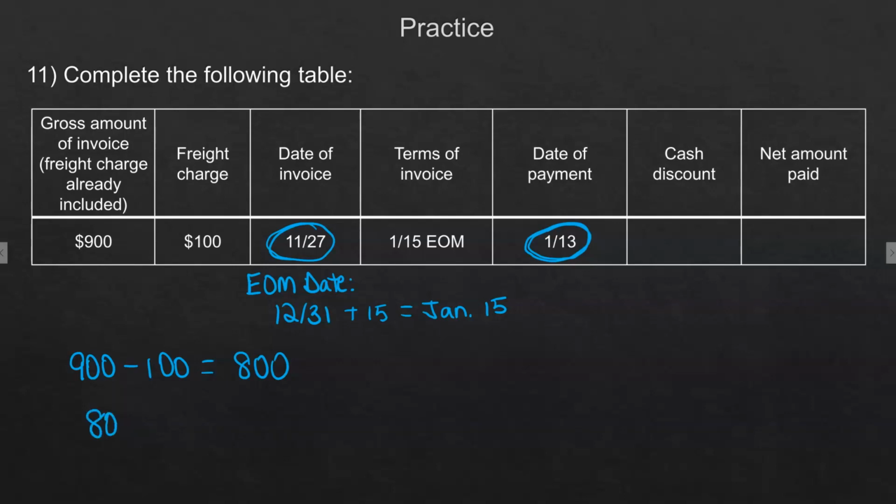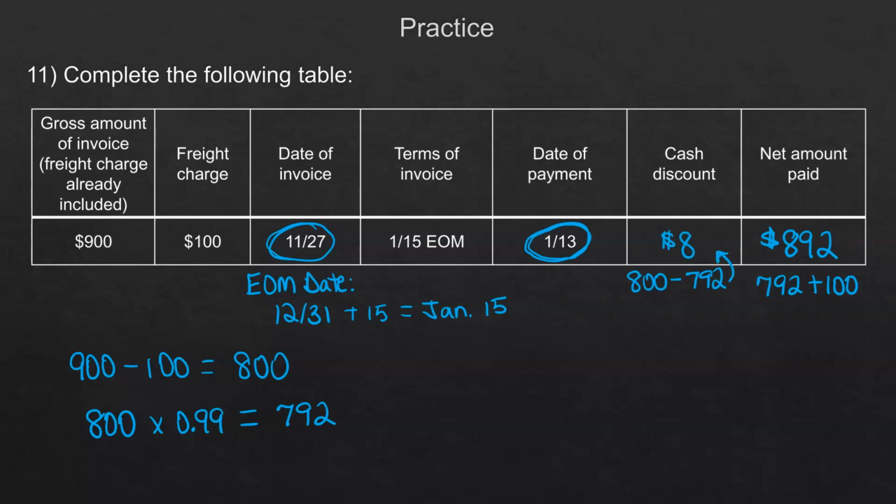So my discount is 1%. So I'm going to owe $792. But of course I have to add the freight. So my net amount is $792 plus the freight, so $892. And then you can find the difference, right? 800, I'm just going to show you this over here. 800 minus 8 would be, wait, that's not what I want to do. 800 minus 792 is 8. Sorry, I'm thinking a little backward here. My discount is $8. 800 minus 792, and that is my discount then.